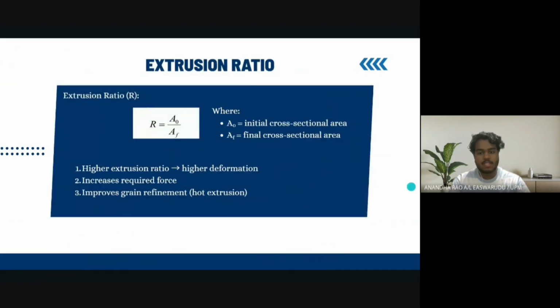Next, let's see about the extrusion ratio. The extrusion ratio is defined as the ratio of the initial cross-sectional area to the final cross-sectional area of the material. A higher extrusion ratio means greater deformation, higher extrusion force, and finer grain structure, especially in hot extrusion. However, very high extrusion ratios may also increase the risk of defects, so it must be carefully controlled.